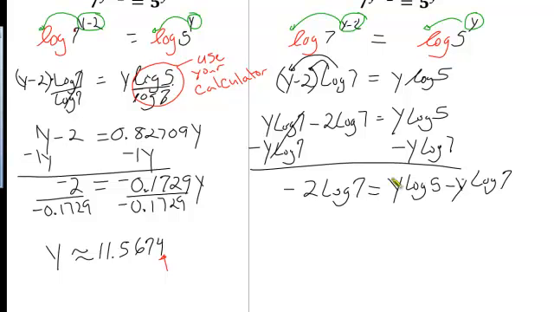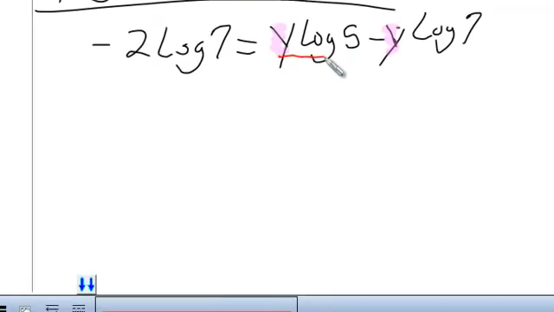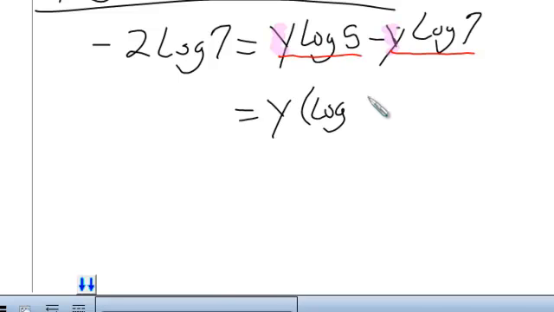Since these both have a y in those terms, so each of these terms, this term here has a y in it, and this term here has a y in it. So we're going to factor out that y. Remember your factoring skills. So we're going to factor out that y, and that's going to leave us common log of 5 minus the common log of 7. And then, of course, this side, we're just rewriting this side.